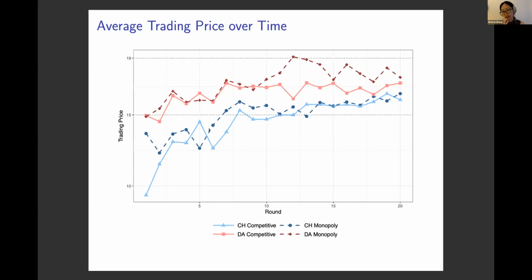Another thing we tested here is the long run trend of the price. What we can show is that in the long run, the trading price is within the competitive range for these three treatments: the clearinghouse treatments and the double auction treatment under the competitive market. But if the mechanism in use is double auction and the market is monopolistic, the long run trading price will go beyond the competitive range.